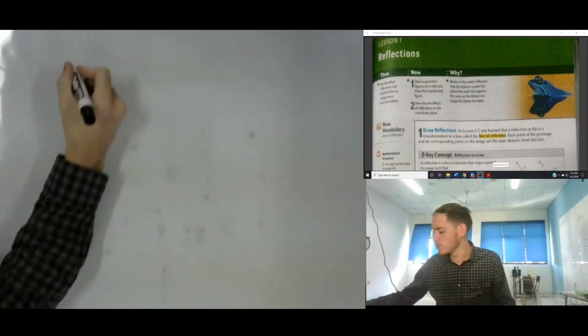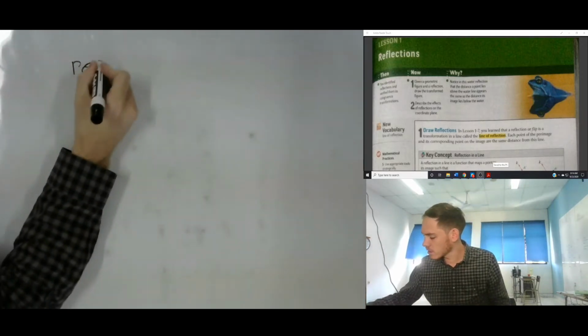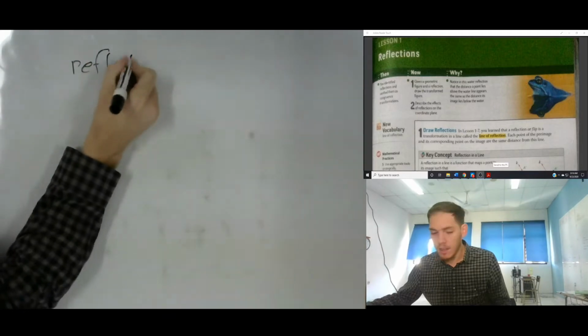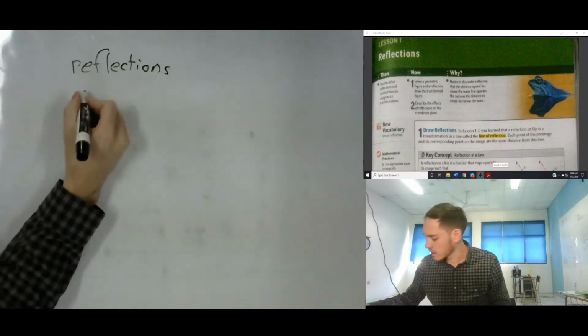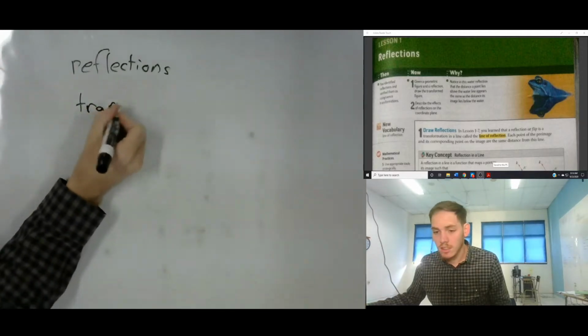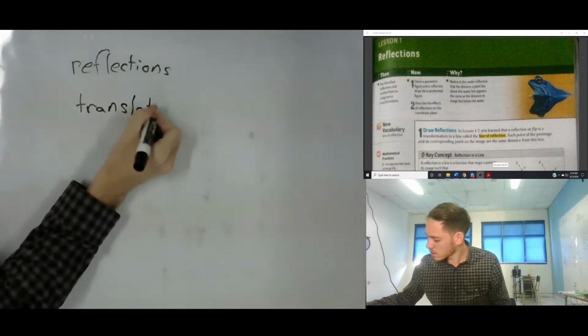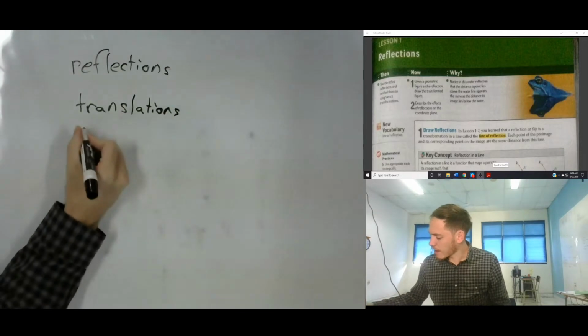Hello class, we're going to be covering transformations in this chapter. Now there's two main types of transformations. There's rigid transformations, and this includes reflections, translations, and rotations.